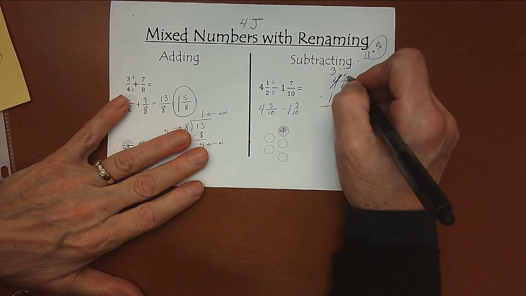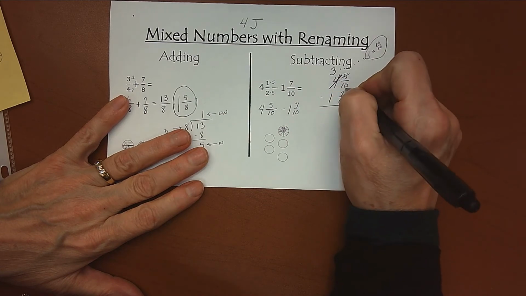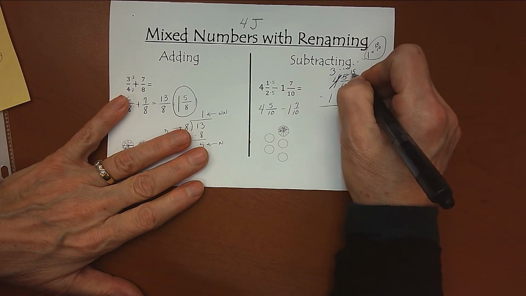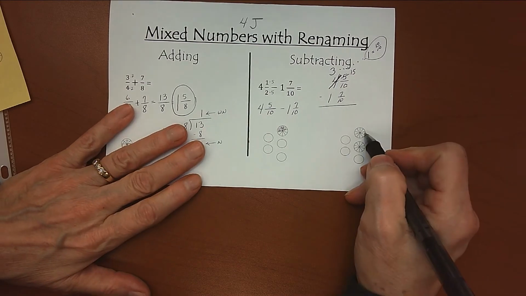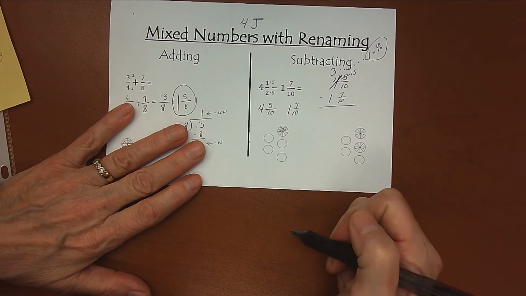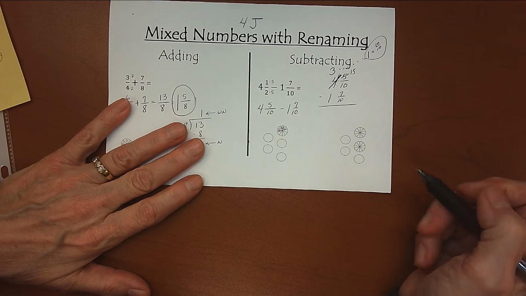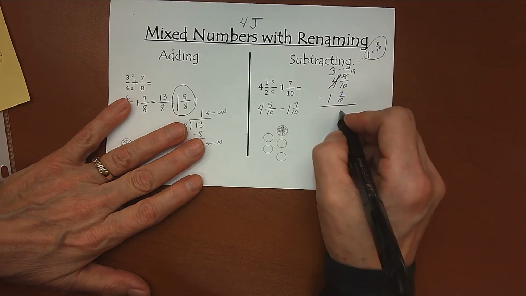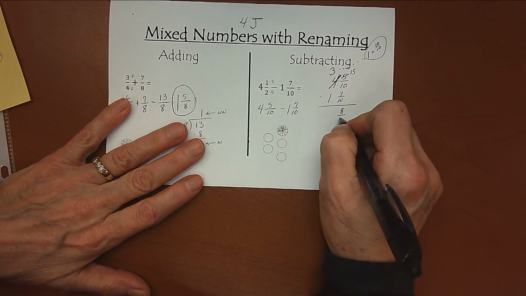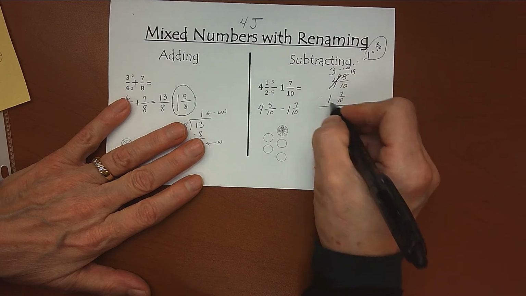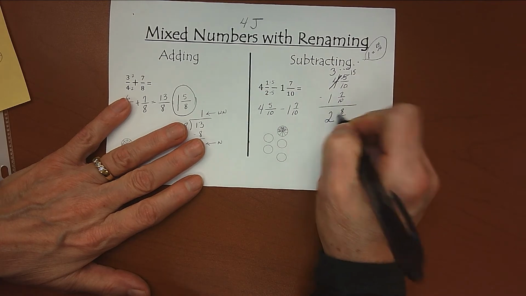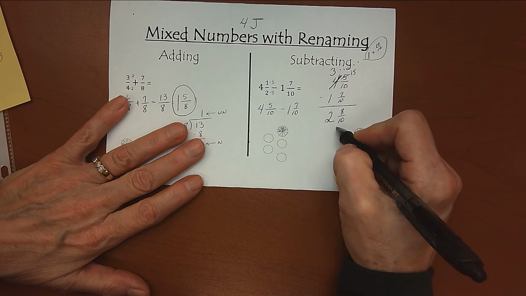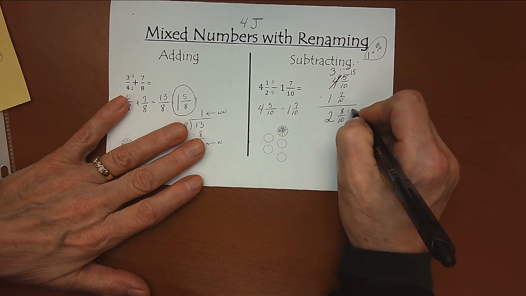And so we're going to make our new numerator 10 plus 5, or 15. And now we can go ahead, if we have 15 of these tenths, then we can subtract our 7. All right, so taking 7 away from 15 gives us 8/10. And then 3 minus 1 gives us 2. And then, of course, 8/10 can be reduced because both of those can be divided by 2.